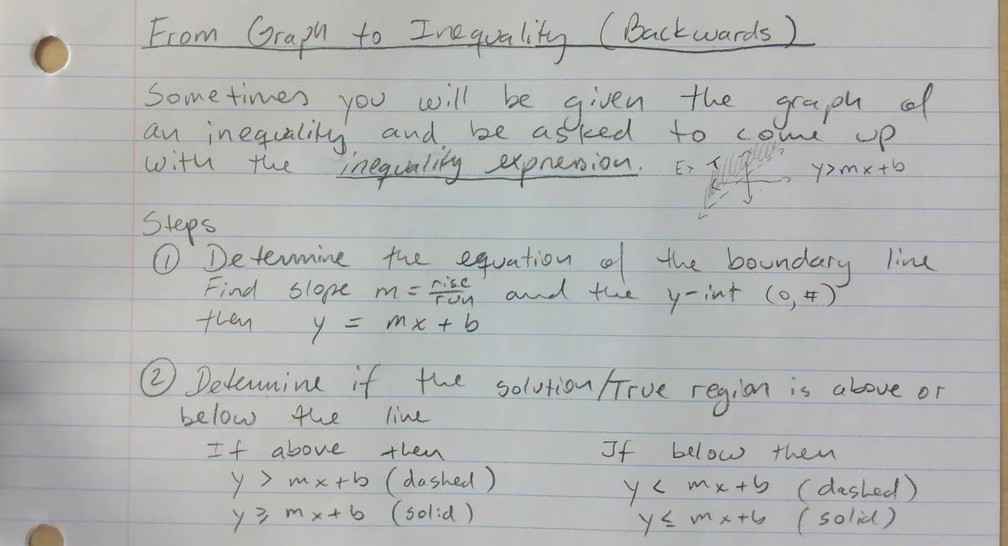The first step would be to determine the equation of the boundary line. We do that by finding the slope, which is rise over run, and the y-intercept, which is going to be a number. Then we write it as y = mx + b. When you're getting it from the graph, the easiest form to use is slope-intercept form.